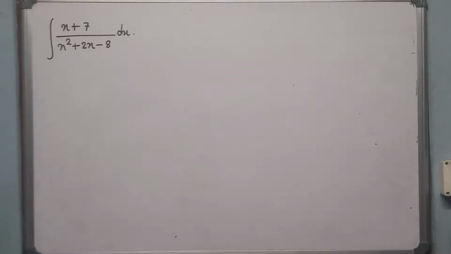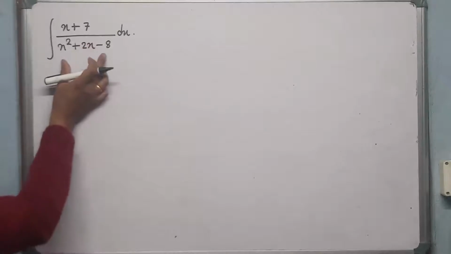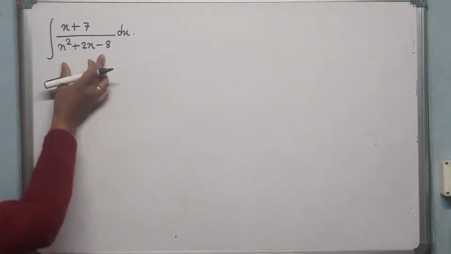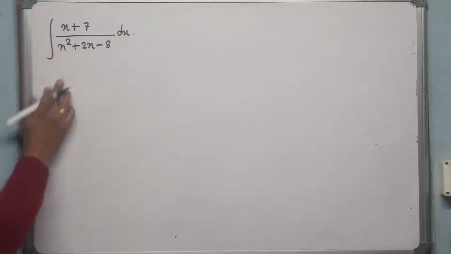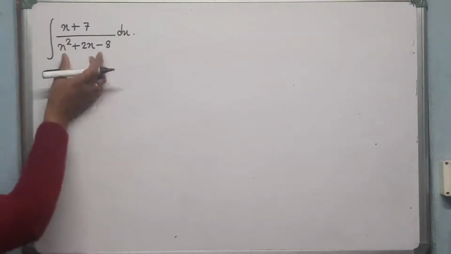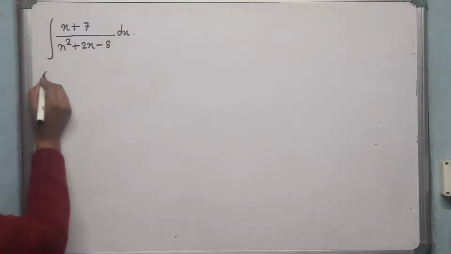Now another question, but this one is a little bit different. Now x plus 7 over a quadratic equation is there, x square plus 2x minus 8. Now next what I'm going to do is check whether this denominator is factorizable or not. If it is factorizable, then only we can apply partial fraction. If it is a non-factorizable quantity, then we cannot use partial fraction. Now I'll factorize this one.